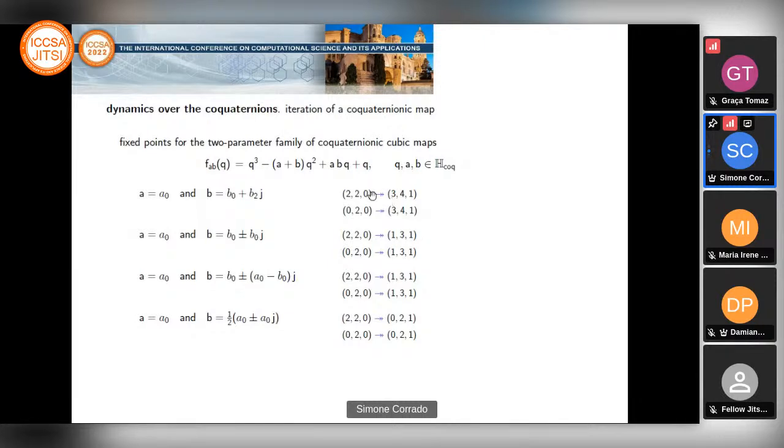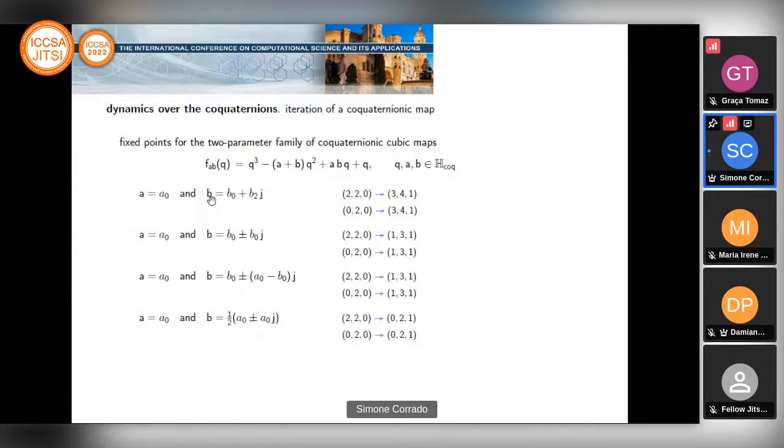I have here the results. This is the fixed points of the quadratic polynomial: 2 fixed points, isolated fixed points, 2 lines of fixed points. This notation means that, by multiplication of q minus a, we get 3 isolated fixed points, 4 lines of fixed points, and 1 hyperboloid of fixed points. This is how we read this table of the results.